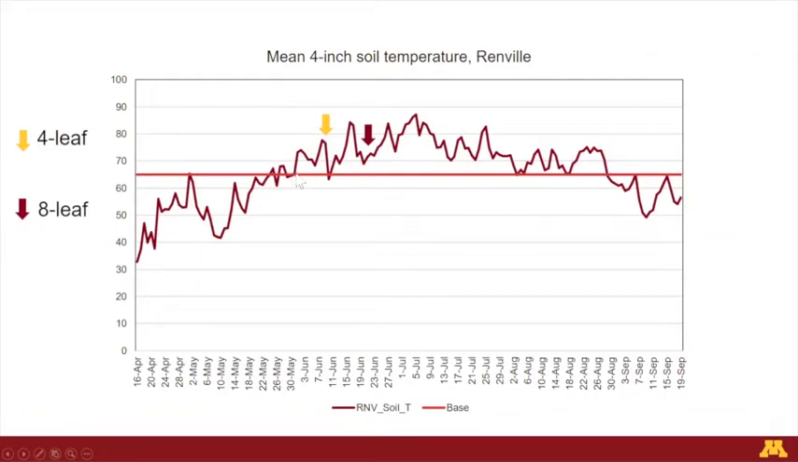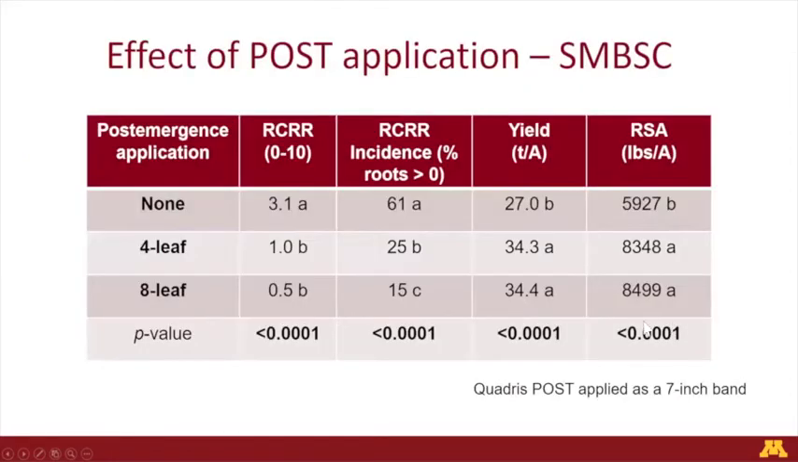But now my message has been, don't worry about the 65 degrees anytime between 4 and 8 leaf application. You're better off doing a post application here. Again, some of the dates for 4 and 8 leaf application, we will look at the results now. This is from a Southern Minnesota location. No post, 4 leaf and 8 leaf post application here.